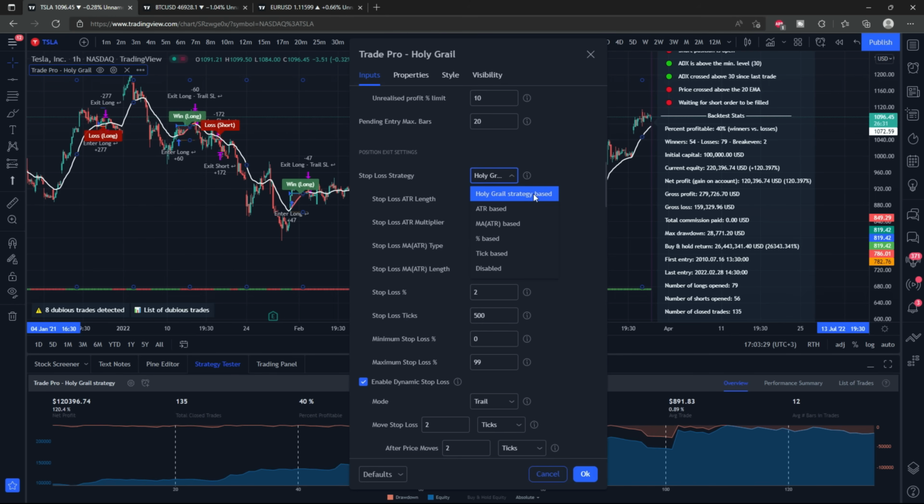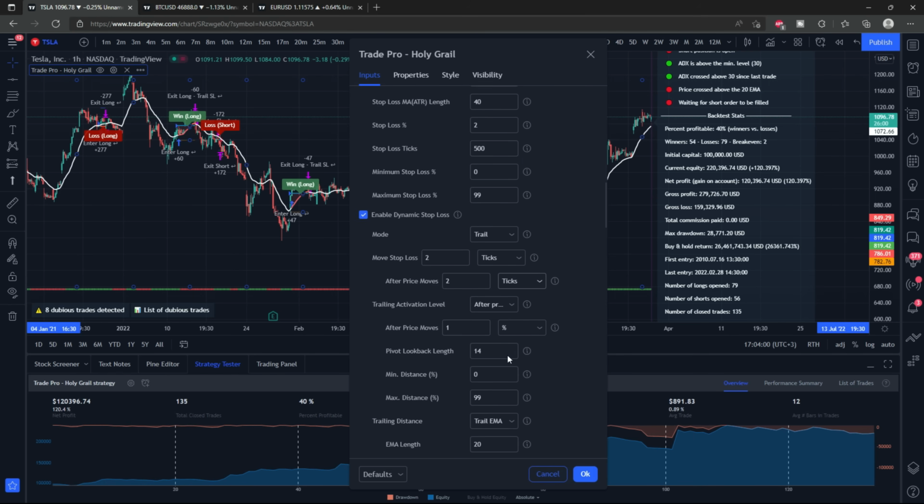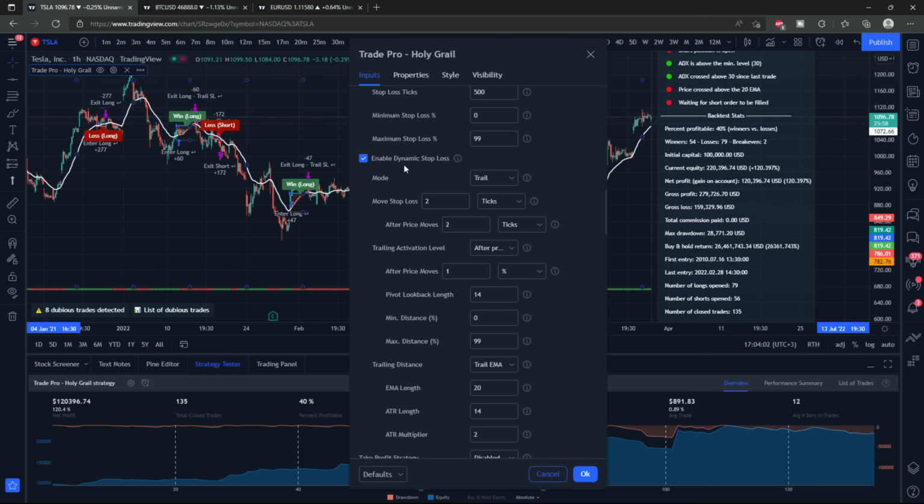And this is just the basic method in the original strategy, but you can also choose that the stop loss is originally placed based on an ATR multiple. So if you want it to be 1 times the ATR away from the entry or 5 times the ATR away from the entry, you can choose to do that. There's also the moving average of the ATR based stop loss placement, percent based stop loss, tick based, or just disabled. So those are the different methods for the stop loss strategy, and you can configure all those specifics down here.